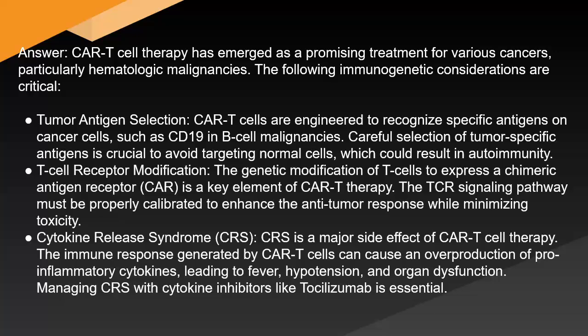The following immunogenetic considerations are critical. Tumor antigen selection. CAR T-cells are engineered to recognize specific antigens on cancer cells, such as CD19, in B-cell malignancies. Careful selection of tumor-specific antigens is crucial to avoid targeting normal cells, which could result in autoimmunity.